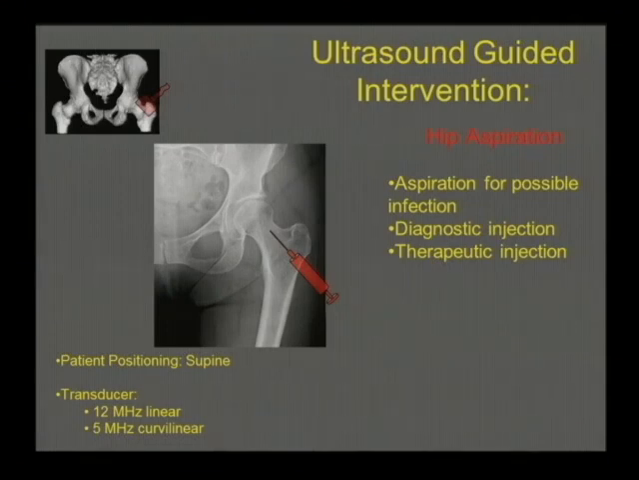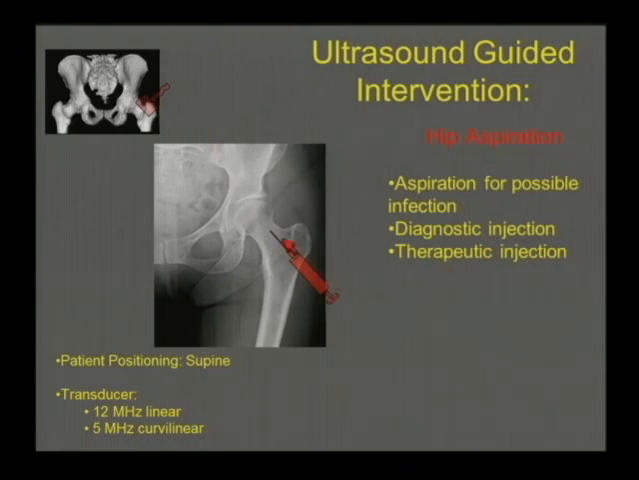There are a number of reasons why we might do an injection or aspiration: for possible infection, or for analysis for the presence of crystals, for instance. We'll do these both for diagnostic purposes. Sometimes our orthopedic colleagues want to know if a patient's hip pain is coming from an intra-articular structure or something that's extra-articular. They'll ask us to just put anesthetic inside the joint. Sometimes, again, we're doing this for purely therapeutic purposes.